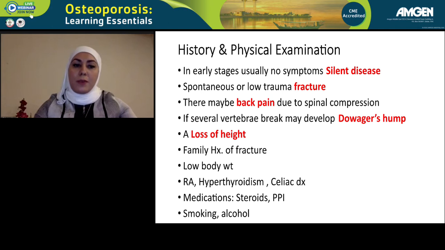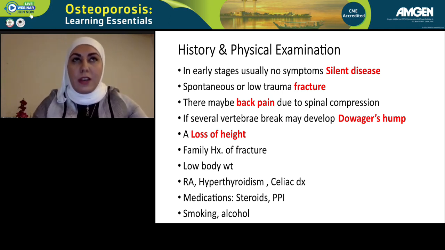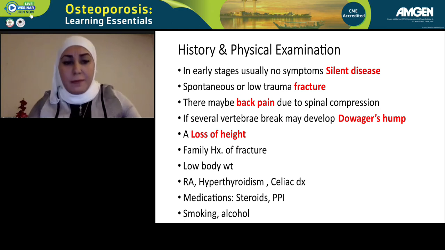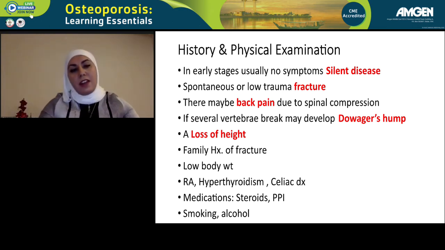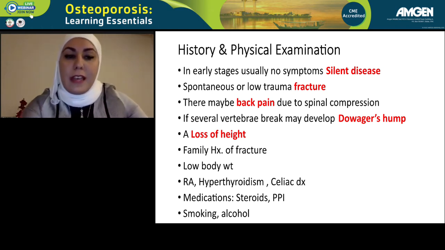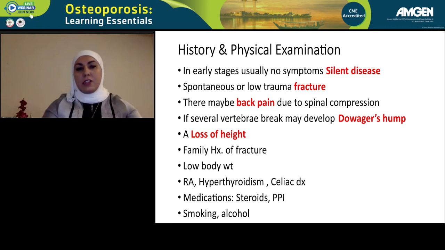We also need to ask about family history of fracture, low body weight. We should ask about rheumatoid arthritis. You will be surprised, many patients will mention that they have rheumatoid arthritis, but when you dig deeply in the history, you will know they are having like osteoarthritis, or they are not really diagnosed with rheumatoid arthritis. History of hyperthyroidism, for example, celiac disease, and we should ask about medications, steroids, and proton pump inhibitors and other medications, and of course, smoking and alcohol intake.